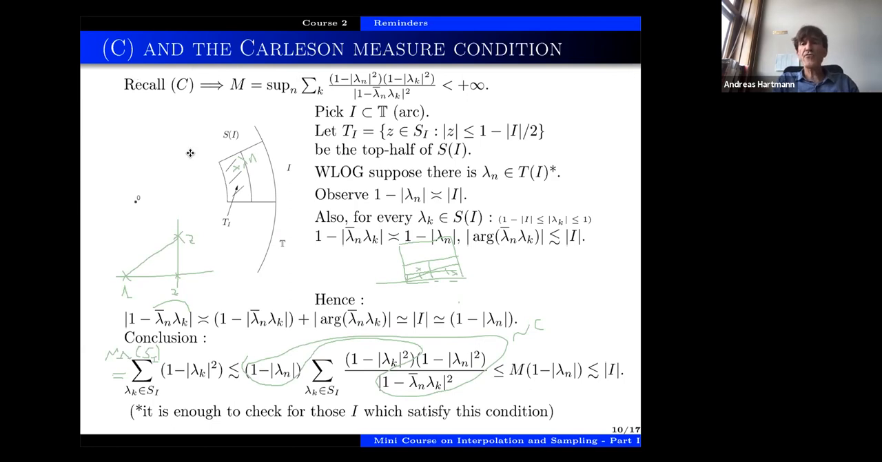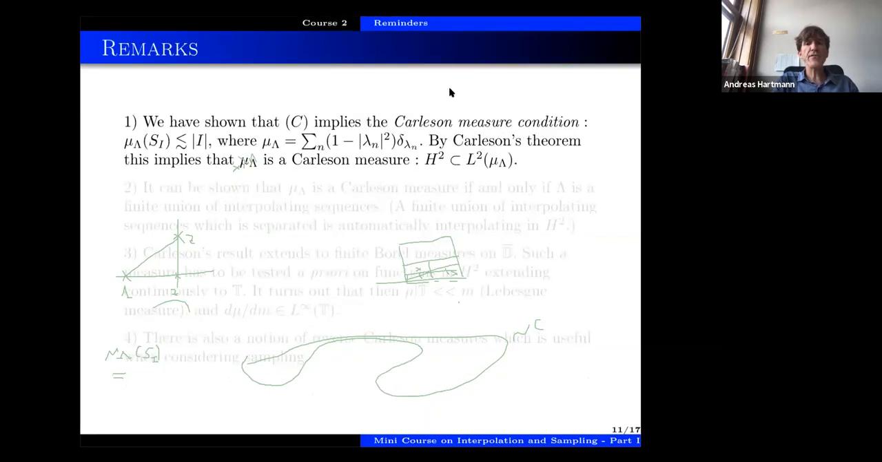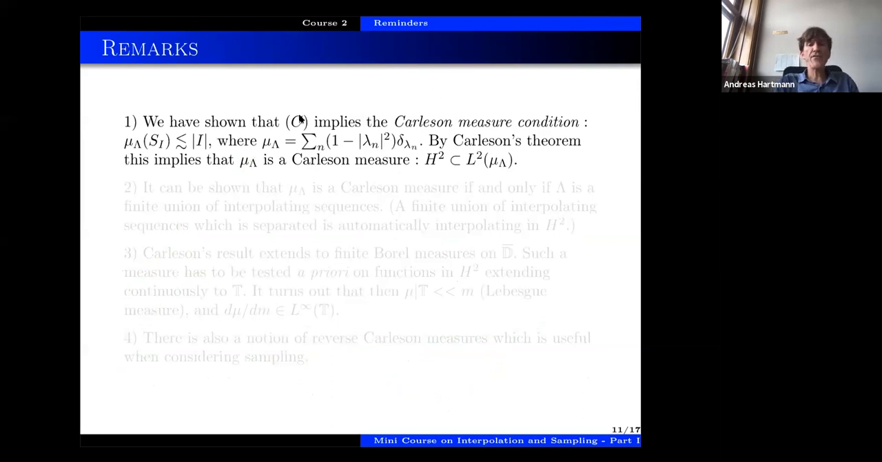So we have shown that the Carlson condition on the Blaschke product implies separation and the Carlson measure condition. All right, let's move on because we want to see more. So we have shown that the condition C on the Blaschke products implies the Carlson measure condition. Here the measure was mu lambda, and by Carlson's theorem, this implies that mu lambda is a Carlson measure. So I have this embedding. So this gives an answer to the first question.